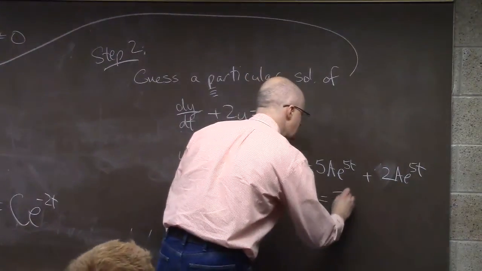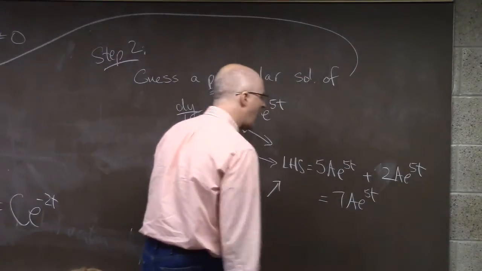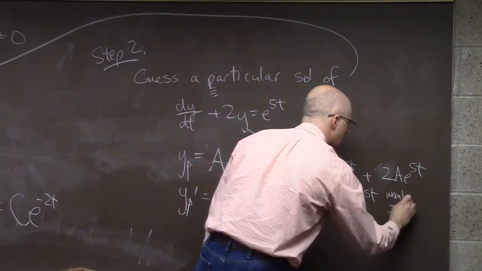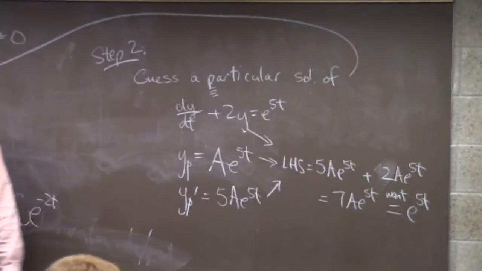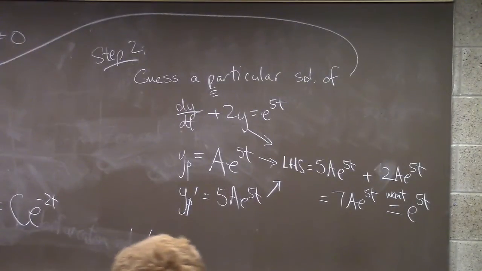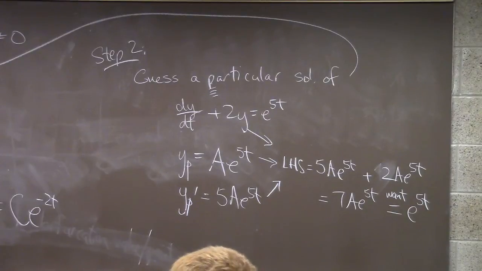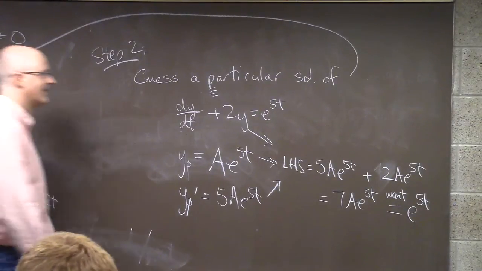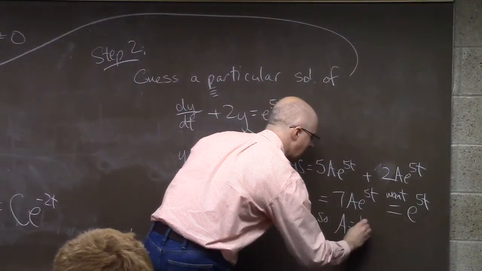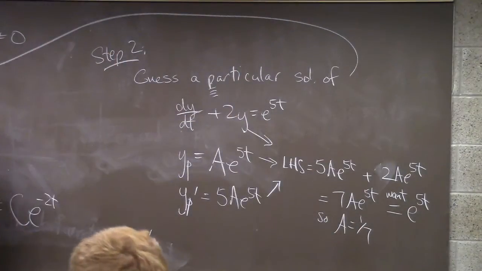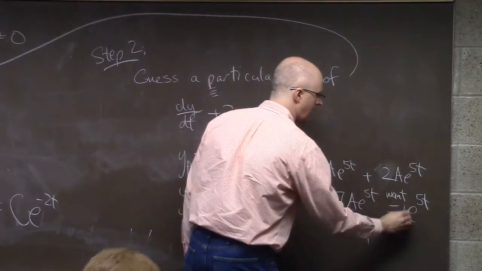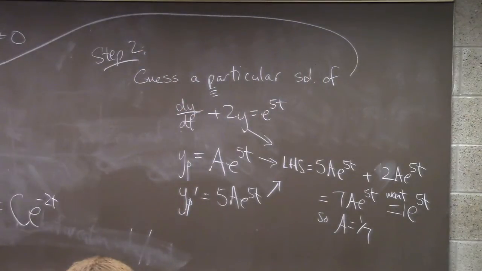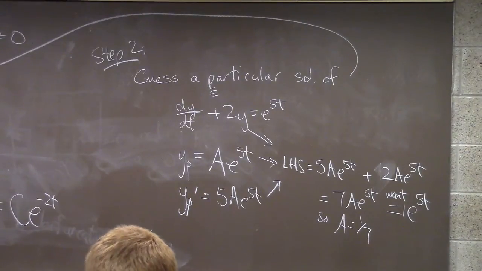This simplifies to 7a e to the 5t, and I want this to equal e to the 5t for all t. So, use a equals 1/7, that works. Seven a must equal 1, so a must be 1/7. Equate the coefficients. 7a with 1. You can double check that it works by plugging it into the differential equation. It'll work.